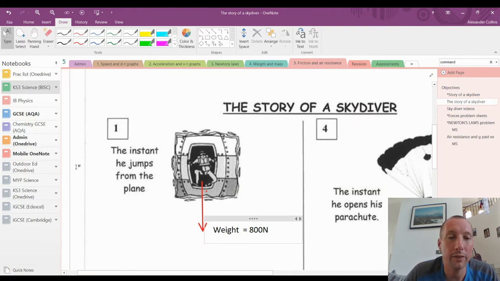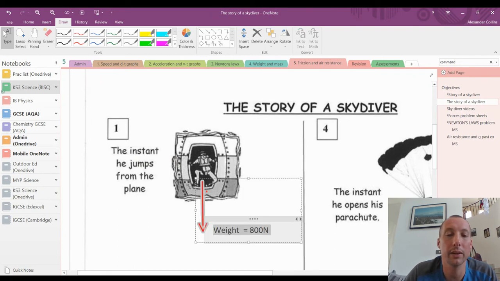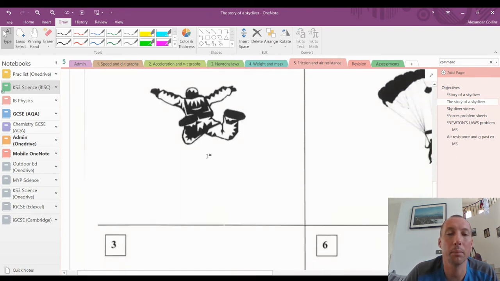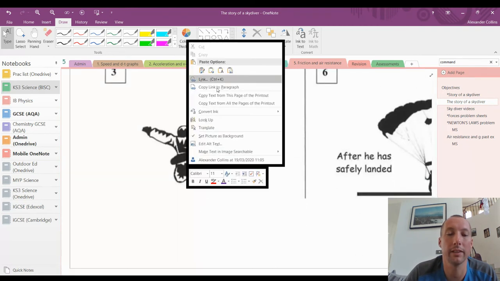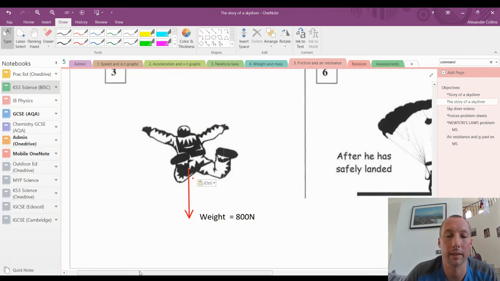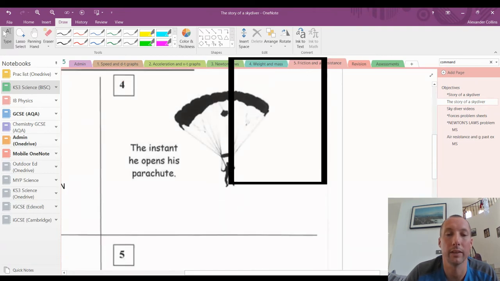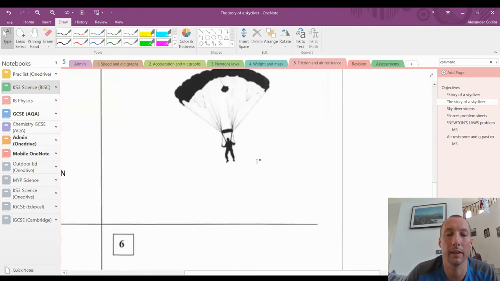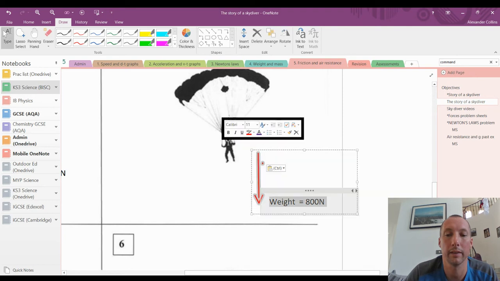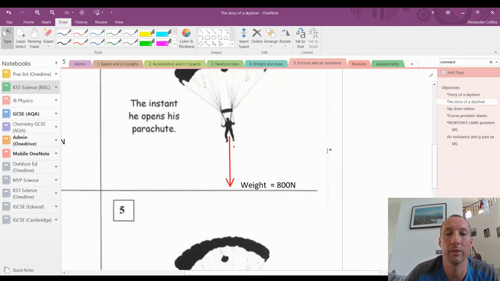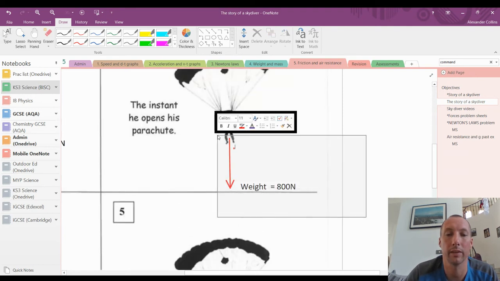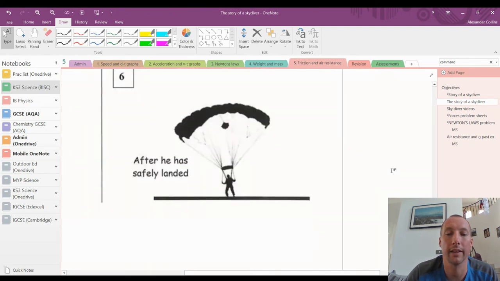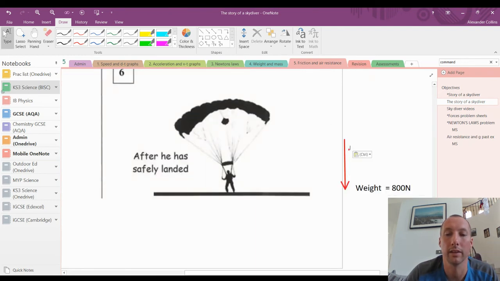Now, as he falls, what we're going to find is that actually I can keep reusing this because his weight doesn't change. So a bit later at number 2, weight is the same. A bit later at number 3, weight is the same. A bit later at number 4, weight is the same. A bit later at number 5, weight is the same. Let's just move that a little bit, make sure it's in the right place. It should be from the center of the person. So like that. And then number 6. Surprise, surprise. Weight is the same.